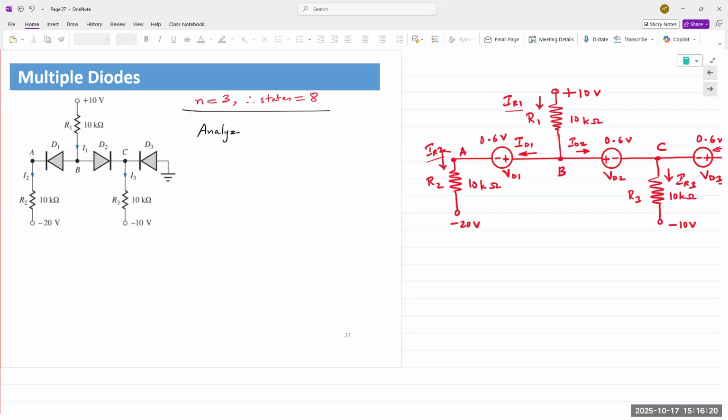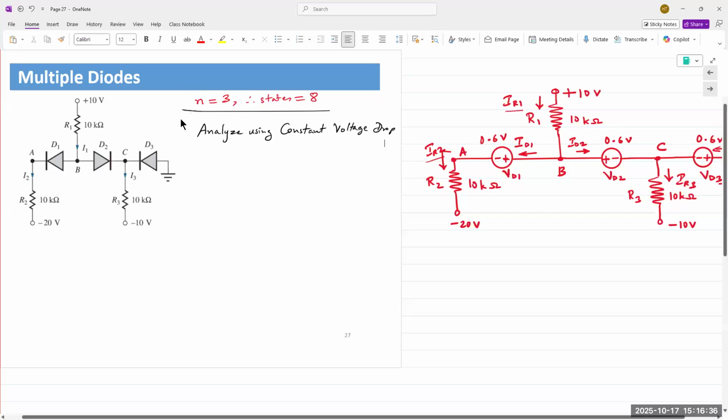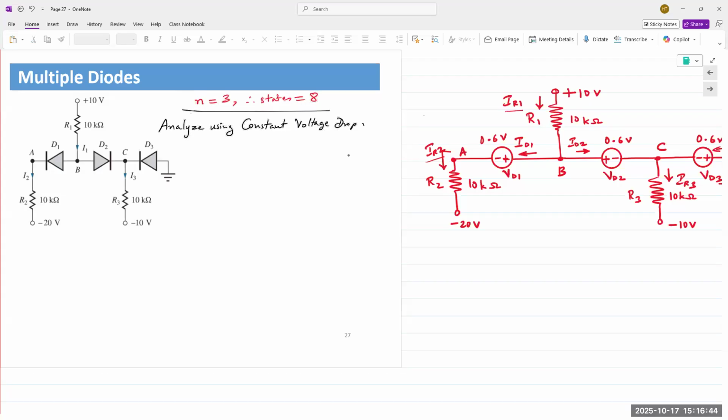analyze using CVD, constant voltage drop model. Okay, constant voltage drop model. Okay, assume that the voltage drop for diode VD is 0.6 volts. Okay, 0.6 volts.